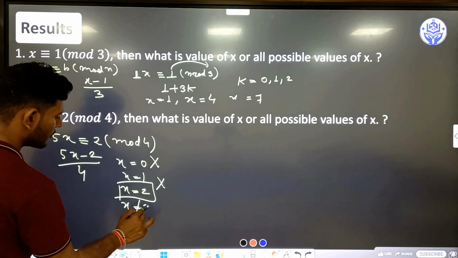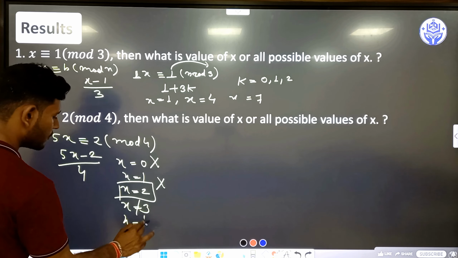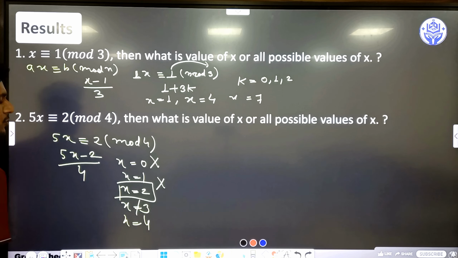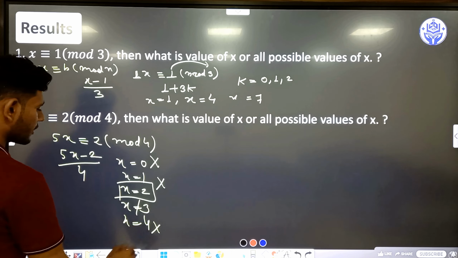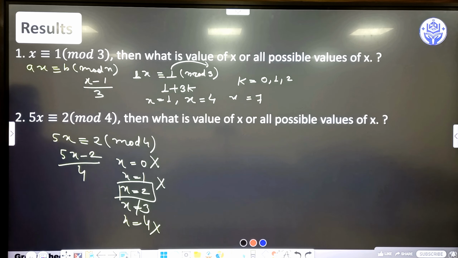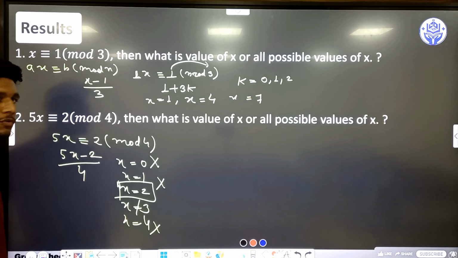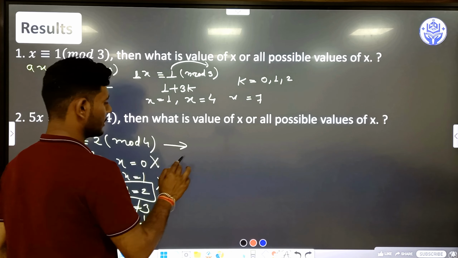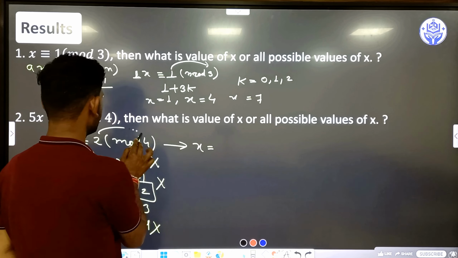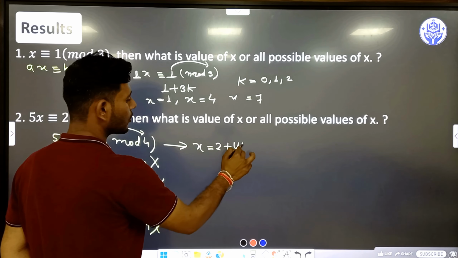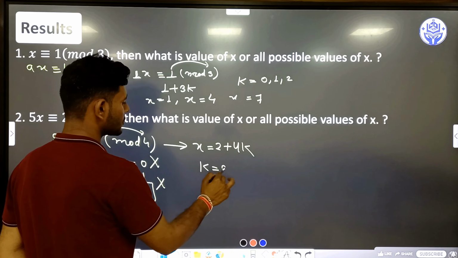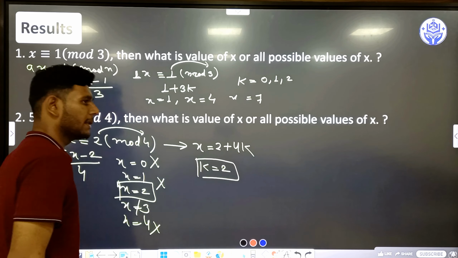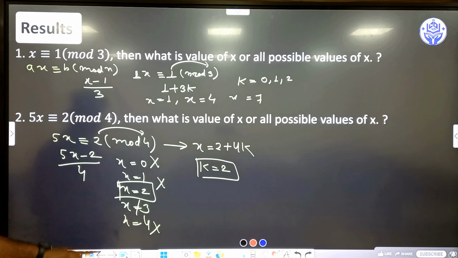Again x is 3 will not work, and x is 4 will not work either: 20 minus 2 is 18, it will not work. x is 3, 15 minus 2 is 13, that will also not work. So x equals 2 will only satisfy this. So here the x value you can write simply as 2 plus 4k. This is simple. You can find the solution. We'll see it in detail.